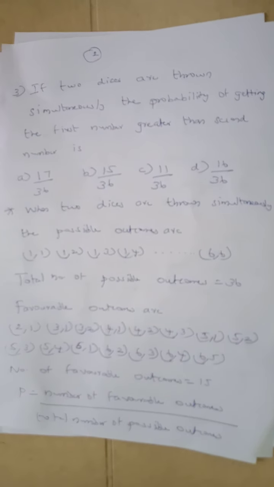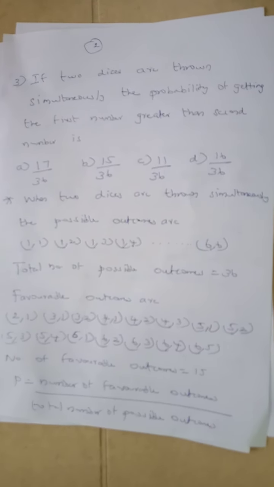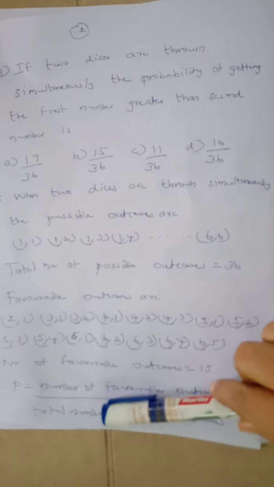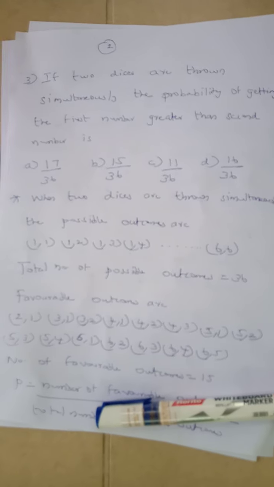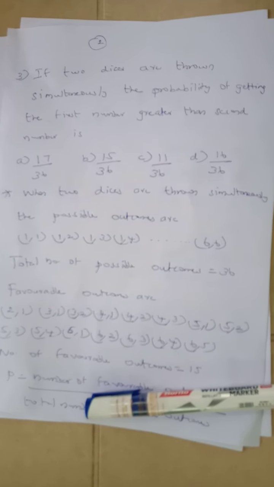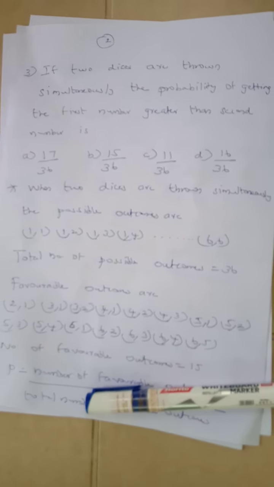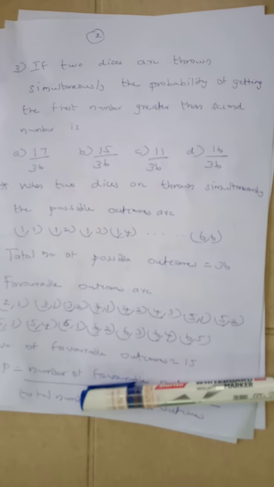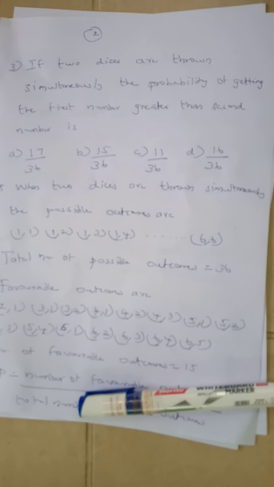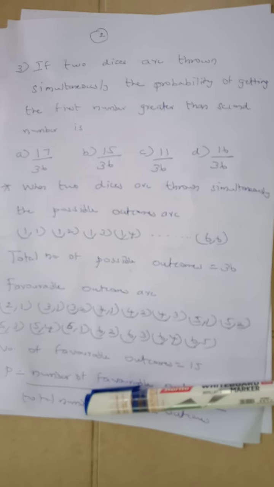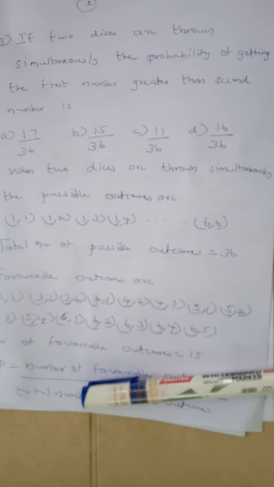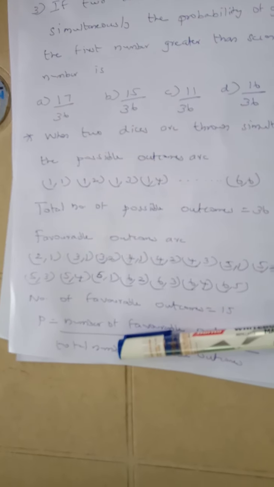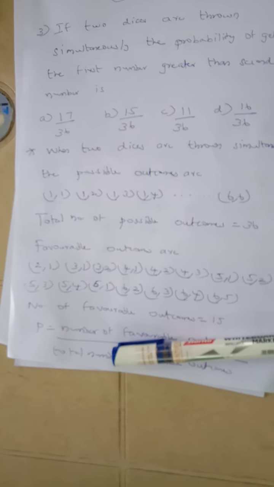If 2 dice are thrown simultaneously, the probability of getting the first number greater than the second number is: option A 17 by 36, option B 15 by 36, option C 11 by 36, option D 16 by 36. So when we throw 2 dice simultaneously, the possible outcomes are 1,1; 1,2; 1,3; 1,4; 1,5 up to 6,6. Total number of possible outcomes is equal to 36. Here what is the condition given? The first number should be greater than the second number.